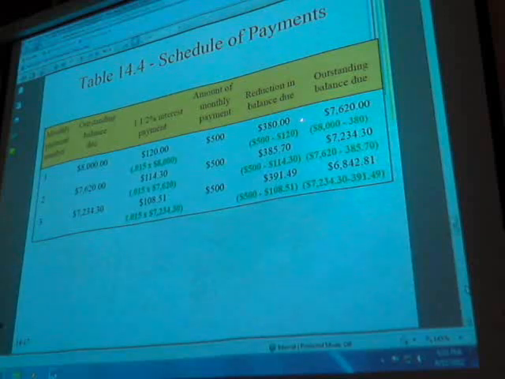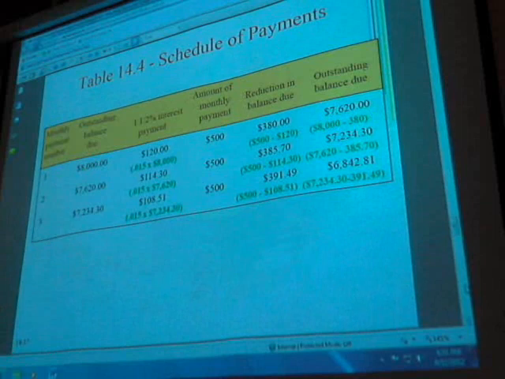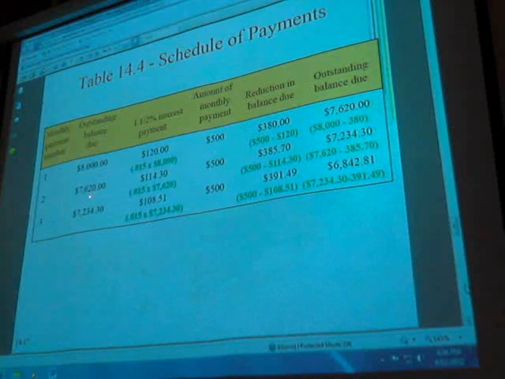So we subtract the $380 from the outstanding balance. Here's our new outstanding balance. Does that make sense? And then it carries over to payment number 2. See how it carries over? And then look over here. The outstanding balance at the end of payment 2 carries over to period number 3. And so on.